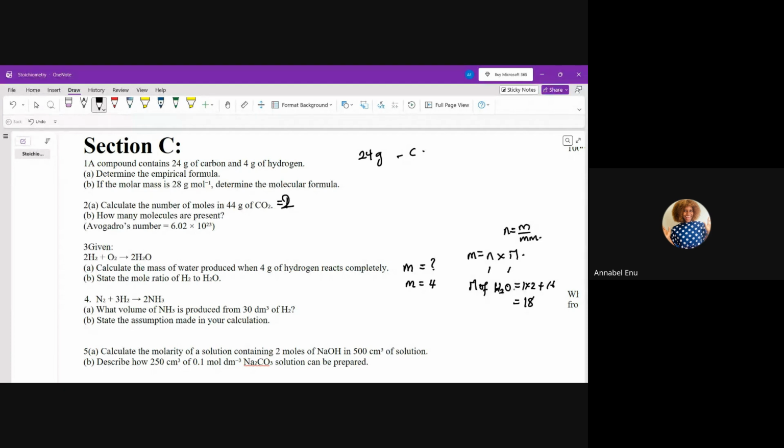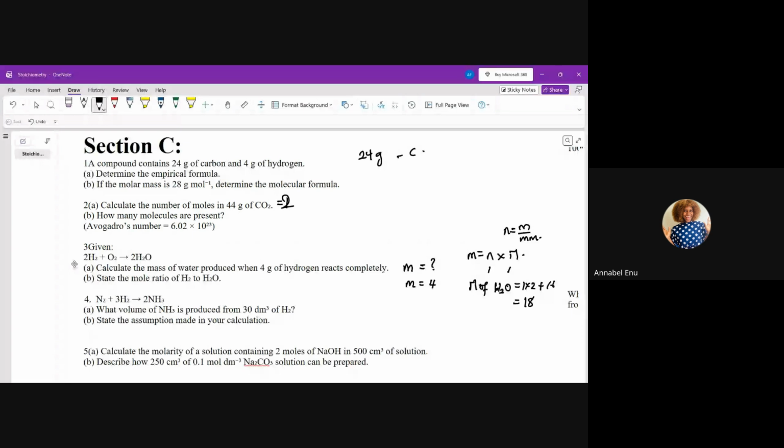For us to get the mass, which is the ultimate thing the question is asking of us, how do we get the number of moles? We don't know both the number of moles and the mass. So to get the number of moles, we use the mass of hydrogen to get the number of moles of hydrogen, so that we can use that with the balanced equation to get that of water.